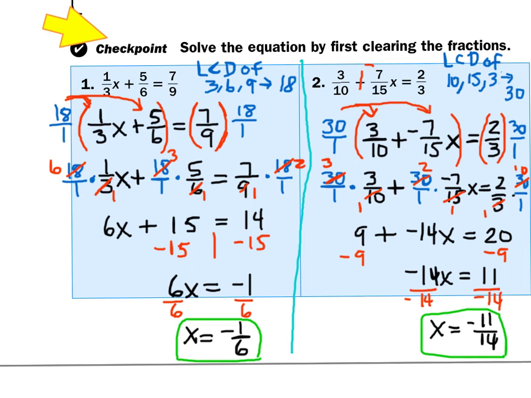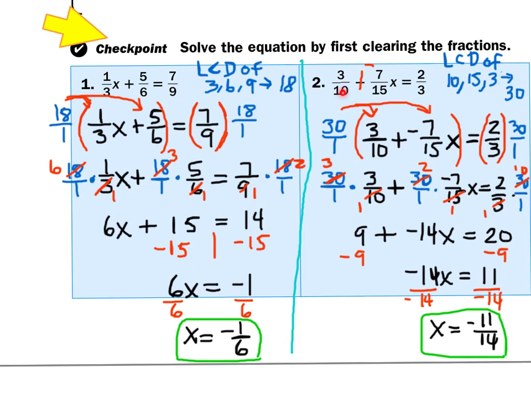And now we just solve that. So I want to get rid of the adding 15, so I subtract 15 on both sides. That leaves me with 6x equals -1. And then I divide both sides by 6, so that gives me x equals -1/6. And I'm done. Okay, take a look at number 2.